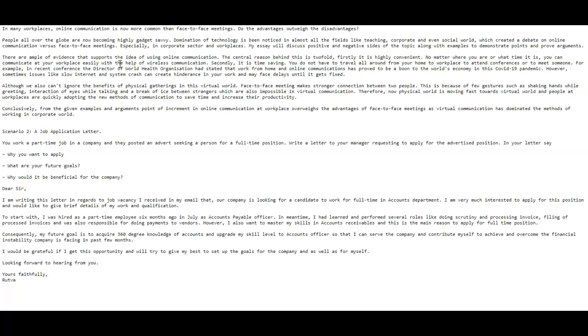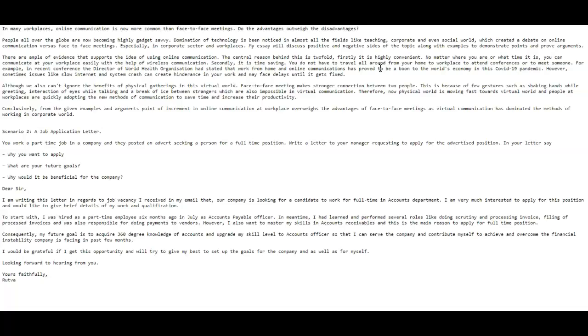Secondly, it is time saving. You do not have to travel all around from your home to workplace. Well, let's try that again. You do not have to travel from your home to workplace to attend conferences or meet someone. For example, in a recent conference here, the director of World Health Organization not had stated, but just stated that work from home and online communications have proven to be a boon to the world's economy in this COVID pandemic. However, sometimes issues like slow internet and system crash can create hindrance in your work and may face delays until it gets fixed.